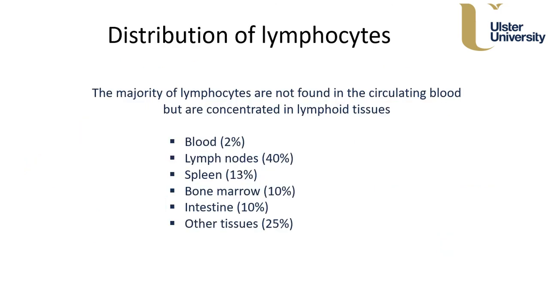So the majority of our lymphocytes are actually not found in the circulating blood, as I mentioned before, but rather they're concentrated in lymphoid tissues, and only about 2% of total lymphocytes are found in the blood, and most of these are naive lymphocytes. The lymph nodes is where you'll find the highest concentration, with about 40% of our lymphocytes residing there, whilst the remaining lymphocytes are found in the spleen, the bone marrow, intestines, and some other minor tissues.